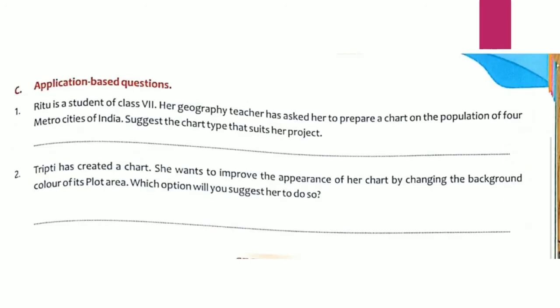Yes students, now is the application based question. The first question is, Ritu is a student of class 7th. Her geography teacher has asked her to prepare a chart on the population of four metro cities of India. Suggest a chart type that suits her project. With the help of a column chart, we can easily draw the population of four metro cities of India. Okay students, that is very easy. Column chart is very common.